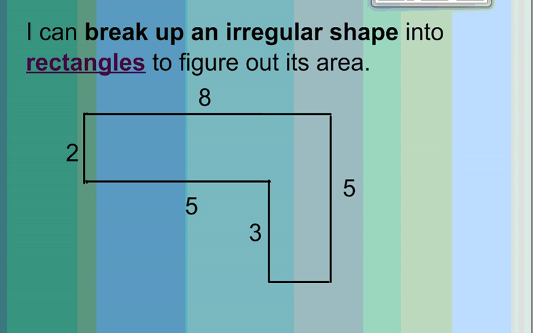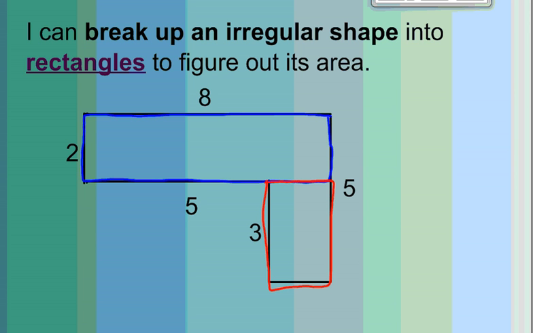I can break up an irregular shape into rectangles to figure out its area. So even if I don't have all of the sides of a rectangle, I can figure it out, knowing that the sides that are parallel to each other are going to be equal to one another. So if I look at this irregular shape, I can see rectangles. I'm going to put a line right there to make a rectangle. So my first rectangle that I have, you can see it's right here. And then I have a second rectangle right here.